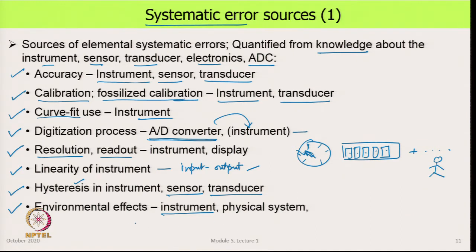Environmental effects could also influence what I have written here as the physical system. And what I mean is that if you are studying something, say flow of water in a pipe or air in a duct. So, this is a pipe, say, and something is flowing through this. We want to do a pressure drop calculation and connect it with the viscosity, velocity. We may need the value of viscosity, we may need the value of density. Both of these are temperature dependent.